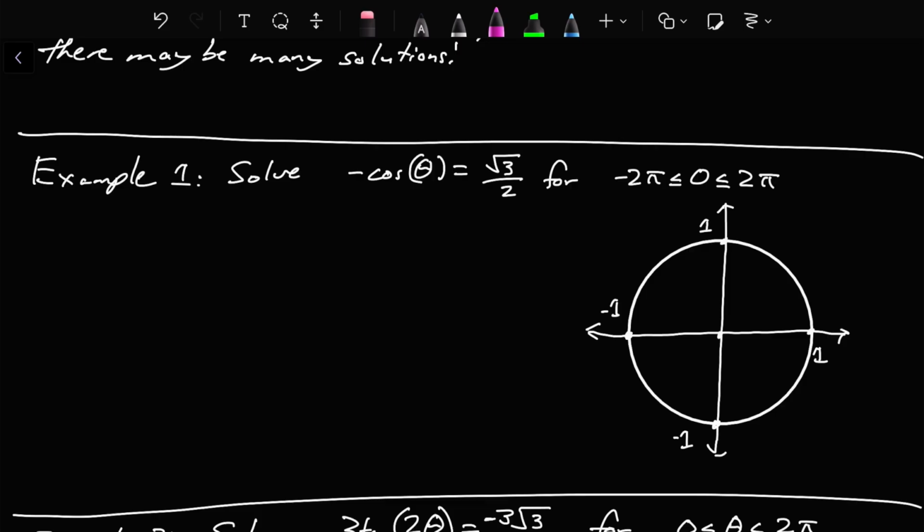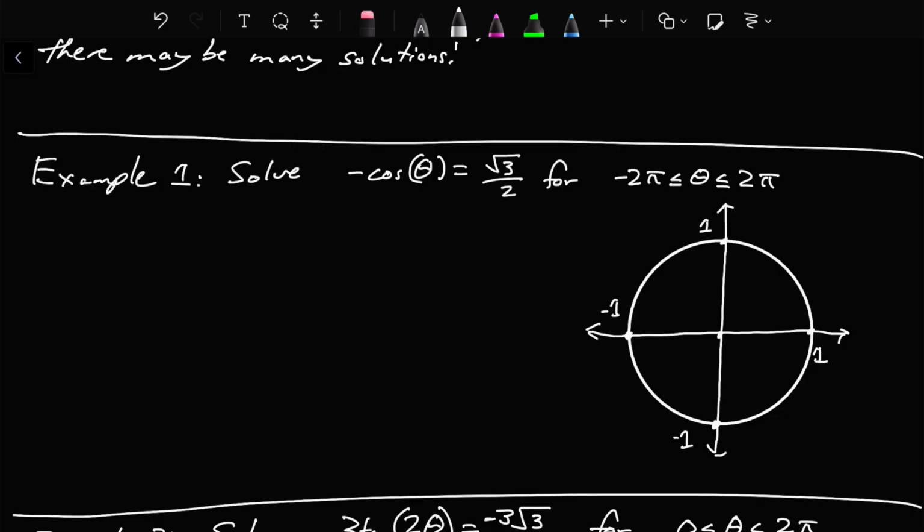This is example 1. Solve negative cos of theta equals root 3 over 2 for theta in between negative 2 pi and positive 2 pi. Okay, so that means that we need to figure out all the angles that give us a cosine value of root 3 on 2, to make it negative, of course, and it needs to be within one full rotation positively or one full rotation negatively.